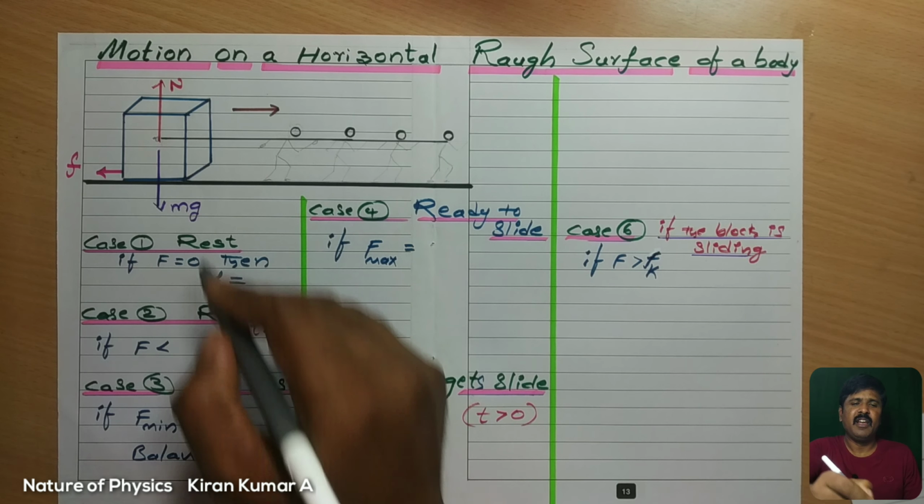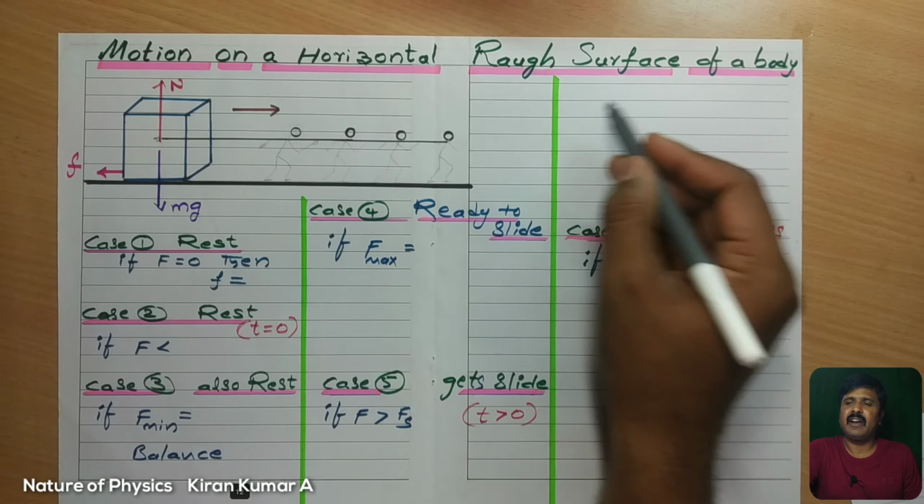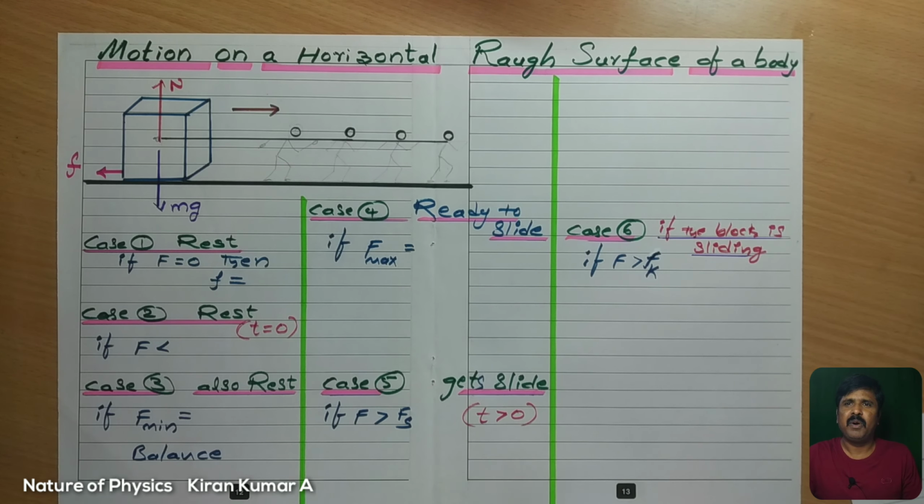Today's topic is motion of a body on a horizontal rough surface. I will explain it clearly with a diagram, students.